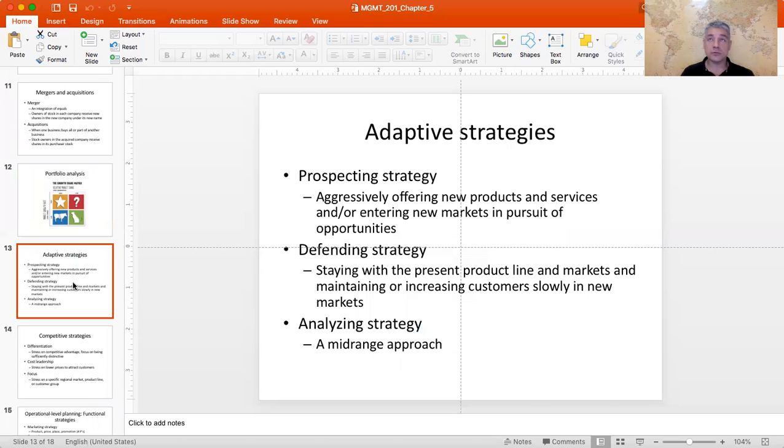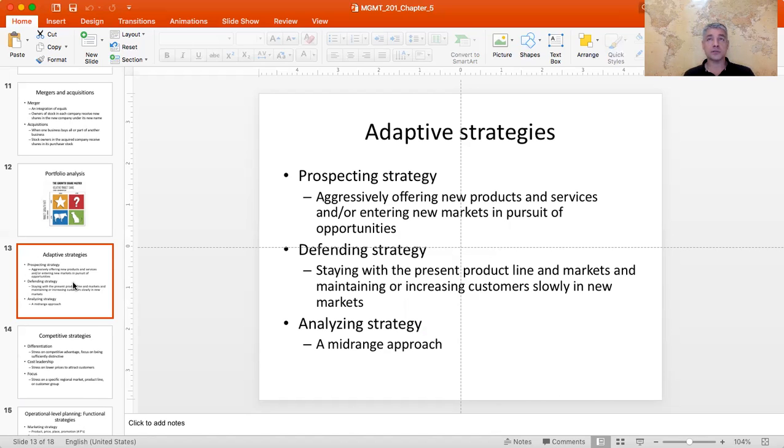Now, you may also analyze strategies based on the extent to which they are adaptive. And here we talk about three possible strategies: prospecting strategy, defending strategy, and analyzing strategy. With prospecting strategy, you're actively looking for new prospects. So you aggressively offer new products, new services, you enter new markets in pursuit of opportunities. This is something that a lot of people will associate with entrepreneurial orientation, right? So aggressiveness, proactiveness, innovativeness, those kind of things.